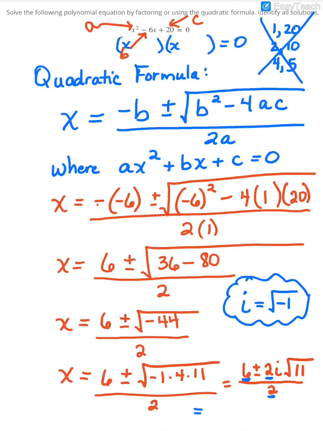Or if you want, you can break apart the fractions so that you can see a little better how they reduce. So 6 over 2 plus or minus 2i square root of 11 over 2. My final answer, once I simplify, is 3 plus or minus, and then the 2's cancel, so I just get the i multiplied by the square root of 11. So there are 2 separate answers as solutions.